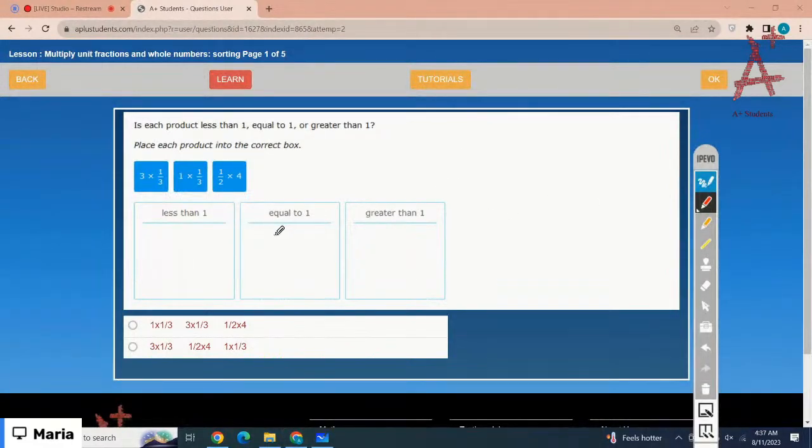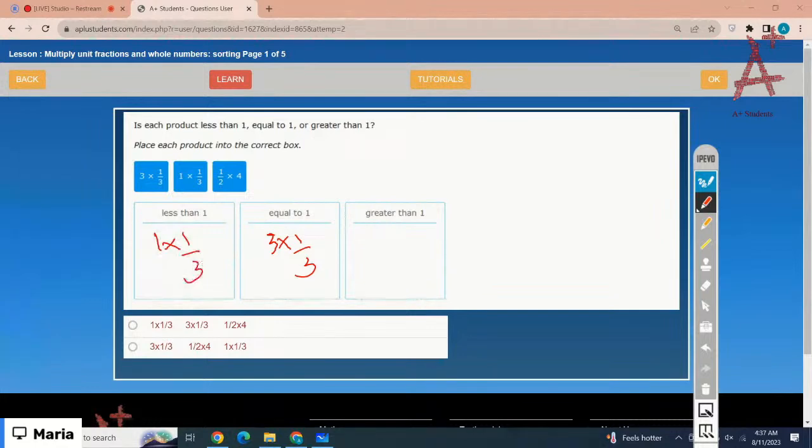Then you have 1 times 1 over 3. So 1 times any number equals the same number, right? So 1 times 1 by 3 is 1 over 3. So 1 over 3 is less than 1. You have just one portion out of 3. So 1 over 3 is less than 1, right?